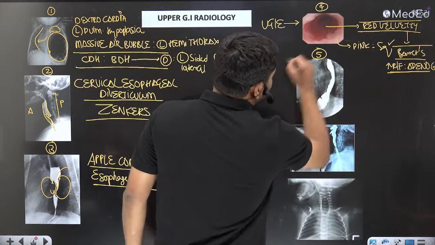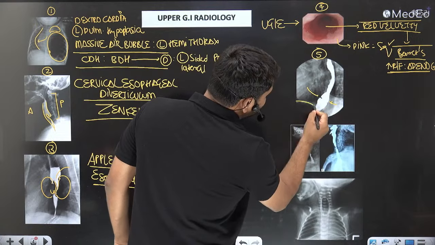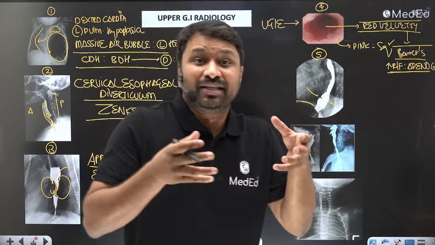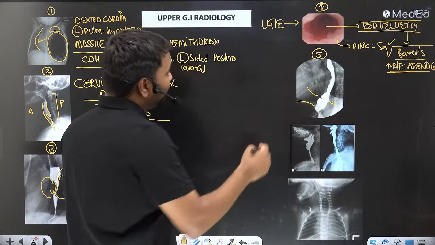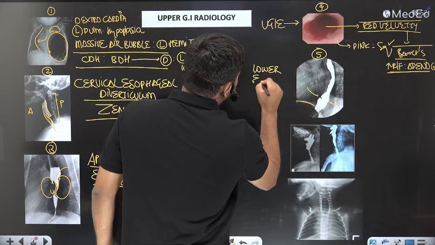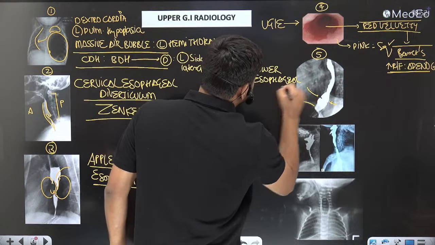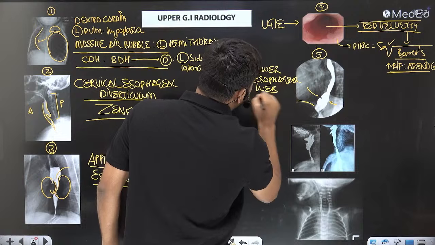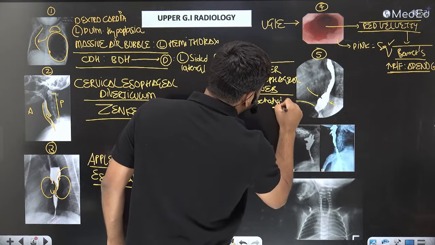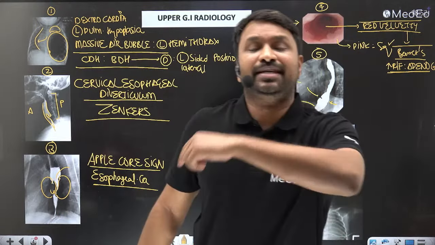Now the fifth one. You can see there is this constriction on both the ends, and this is the level of diaphragm. So it's a mucosal web, or the esophageal web, that is present in the lower esophagus. So this is called lower esophageal web. This lower esophageal web that you see is actually a sequelae of GERD, commonly called the Schatzky's ring. Upper esophageal web is seen in Plummer-Vinson syndrome.